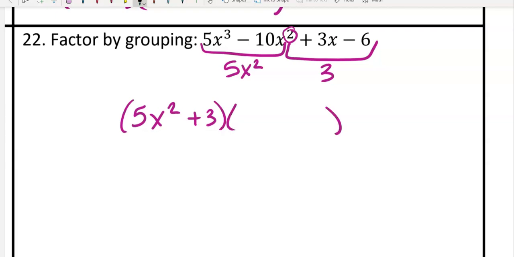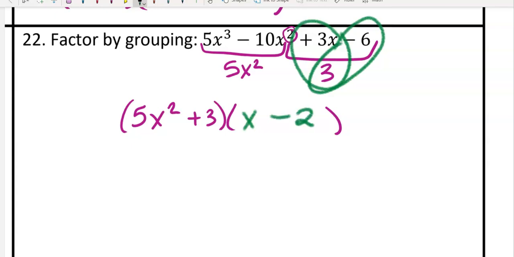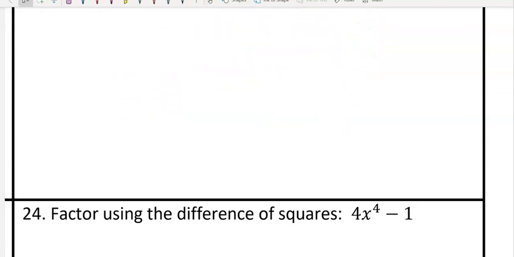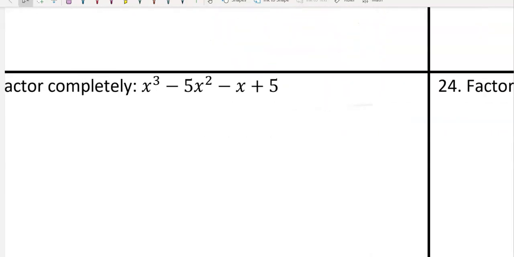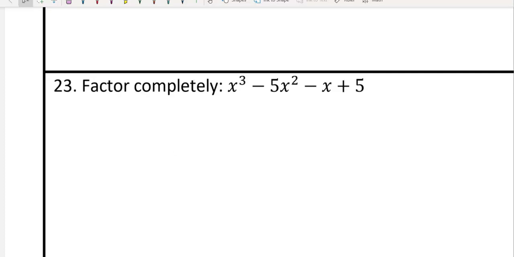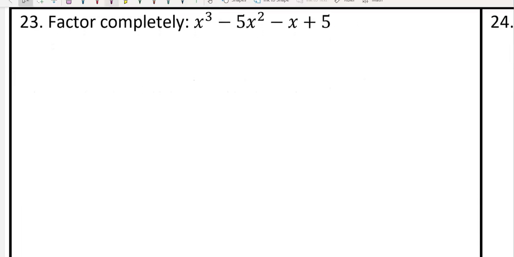And then our second set will be what we're left with when we divide or factor out that term. So 3x divided by 3 is x, and negative 6 divided by 3 is negative 2. Are we done here? Yes, we're done here. All right, we can go ahead and move on to number 23. Factor completely. We have 4 terms, so we go right into grouping.